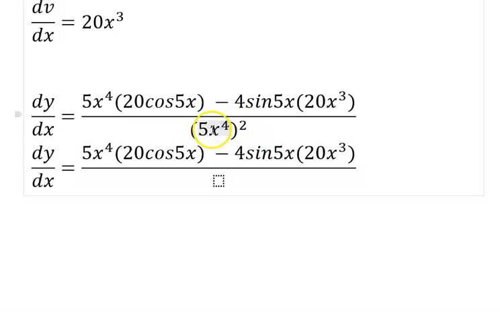25x raised to power 8. That's what we'll be left with. Beautiful. So we've been able to use this square to multiply what we have here: 5 squared, then x raised to power 4 squared. Having done that, let's see how we can open up all these brackets that we have here.